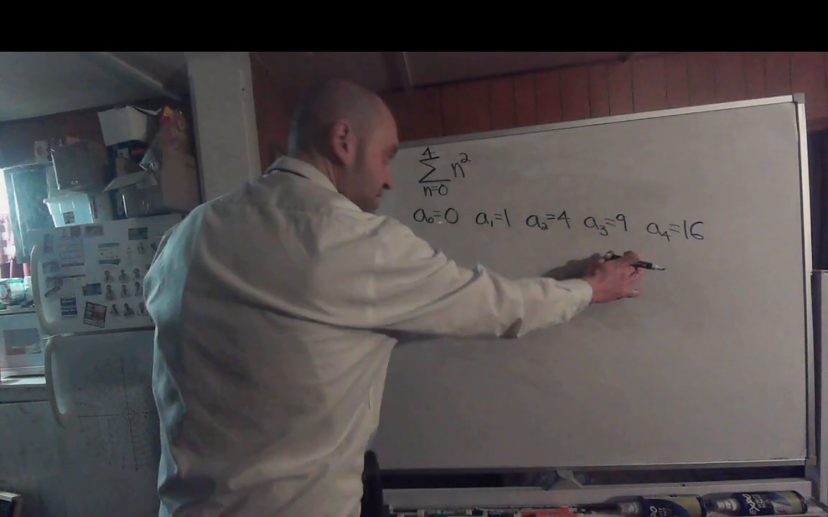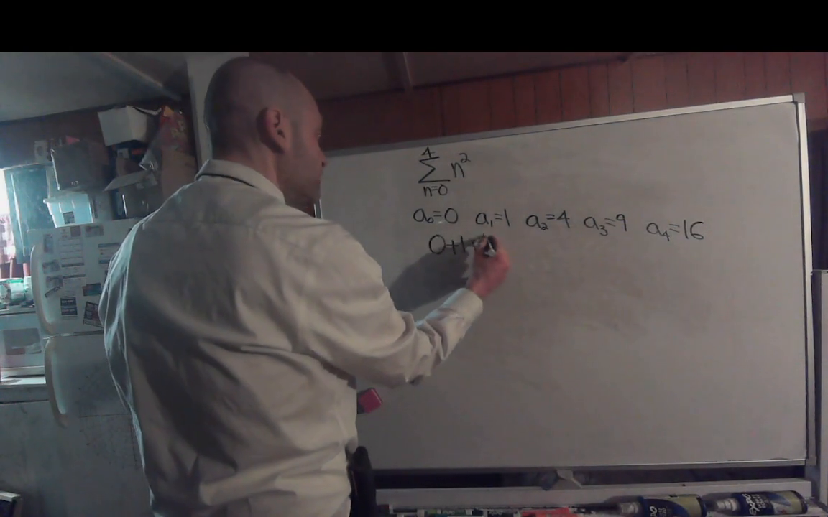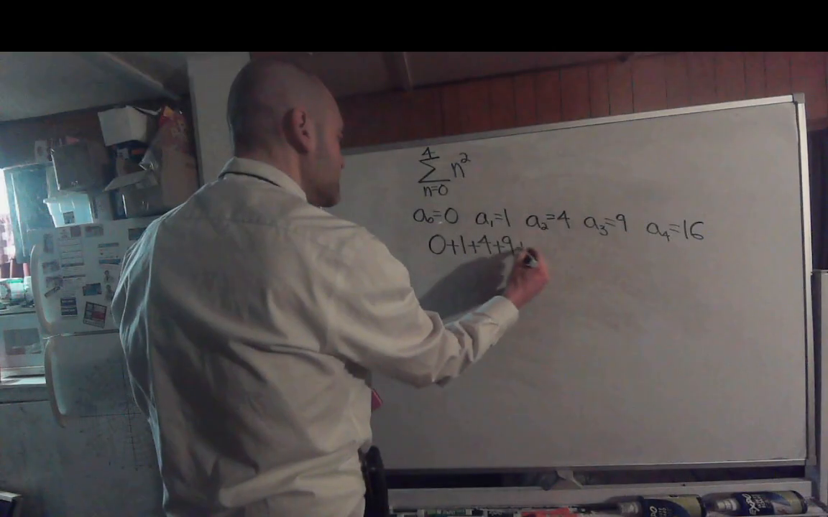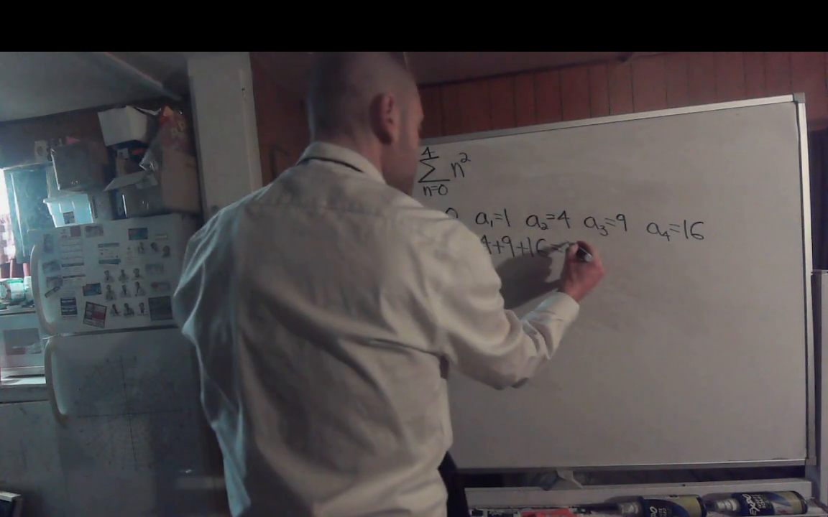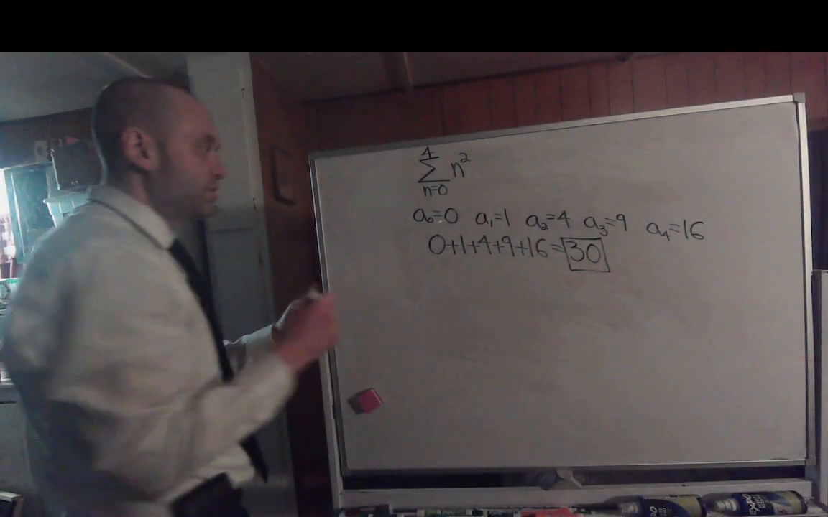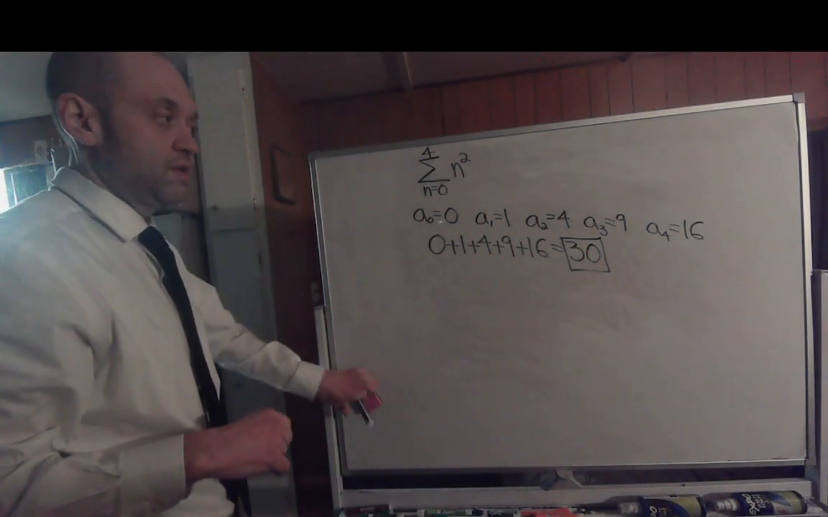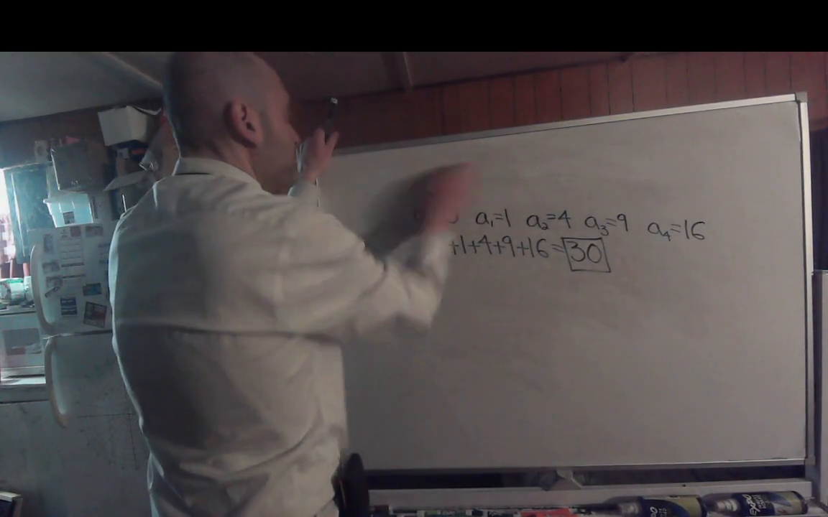Now that we've listed all our terms, it's time to add them together. So 0 plus 1 plus 4 plus 9 plus 16. So let's see, 5, 14, 16 is 30. So the sum of this series should in fact be 30 once you add all these together. So doing these isn't too bad. That Greek letter sigma can look rather intimidating at first, but it's really not that bad.